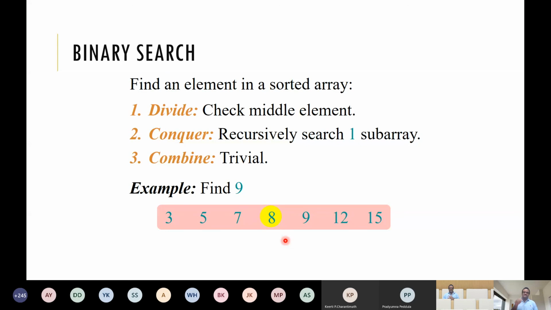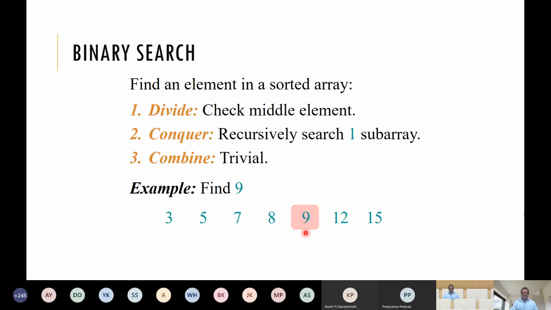You have to understand: the divide step is to check the middle element, whether it is matching or not, and then we decide to go right. Then we recursively go right here. So this is the right subarray, and again we are searching for 9 here. The middle element of the right part is 12. Again we check whether 9 matches with 12 or not. No, but 9 is less than 12, so we go to the left subarray.